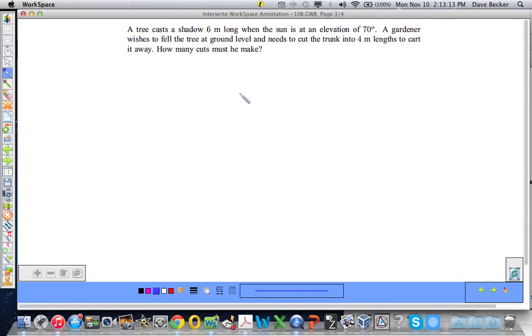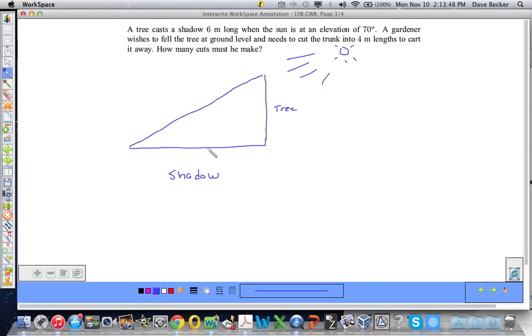Next one. A tree casts a shadow 6 meters long when the sun is at an elevation of 70 degrees. Well, let's draw that right away. So we have a tree. Here's our tree. And then we have, it's a blue sun today, boys and girls. And it's shining down this way. And so my shadow is going to be right here. This is the shadow. If you can imagine the sun shining this way, this would be the shadow.